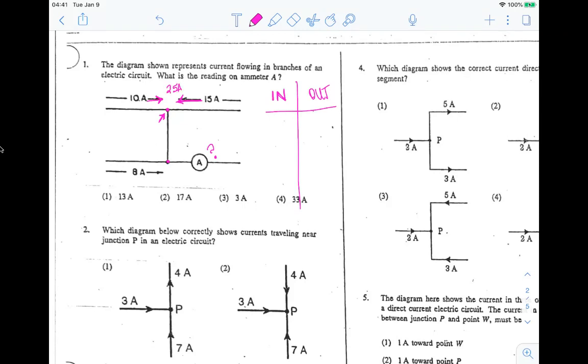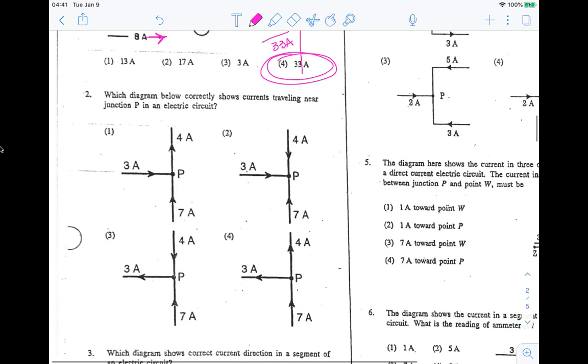What's going to happen to that 25 amperes? It's going to combine and travel down its path until it reaches the 8 amperes that is also flowing into that junction. So we have 10 amperes, 15 amperes, and 8 amperes all flowing in to our junction. That gives us a total of 33 amperes flowing into our junction. But I don't have anything coming out, which means that the total that's going to be read on ammeter A must be 33 amperes, such that 33 going in is equal to 33 going out.